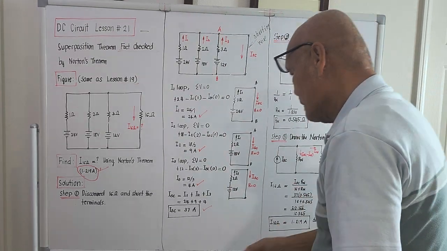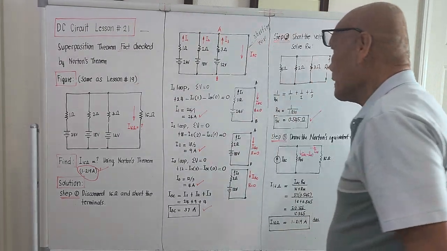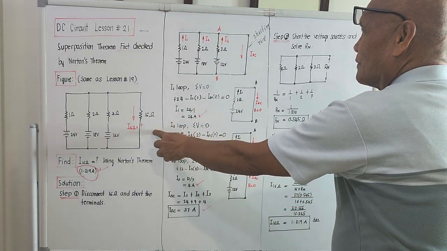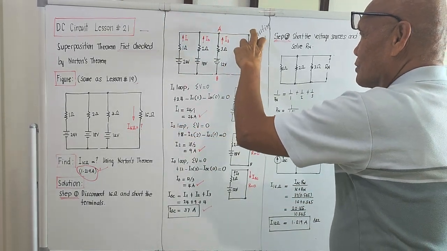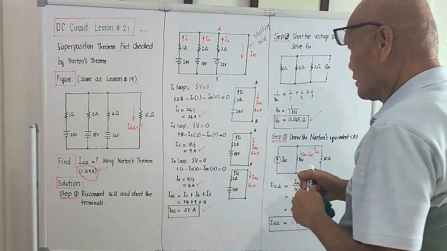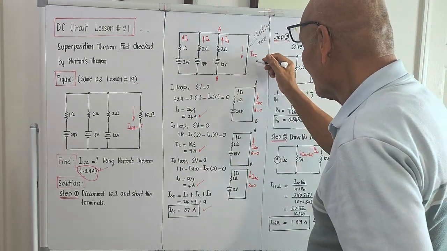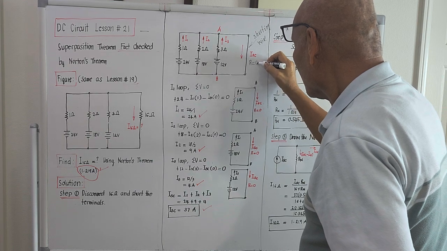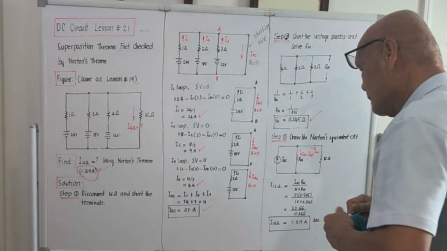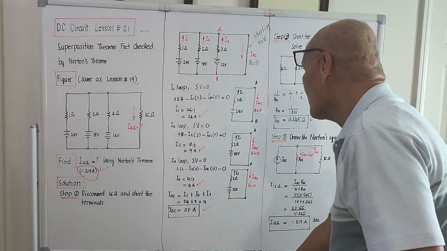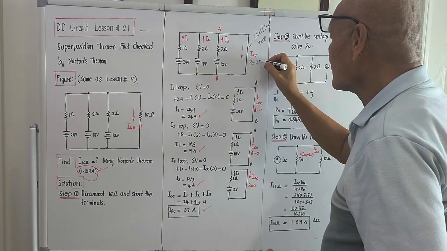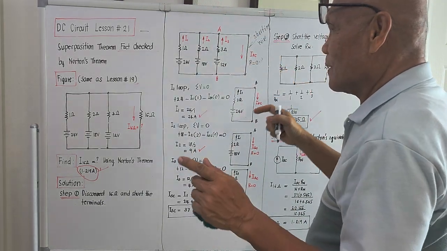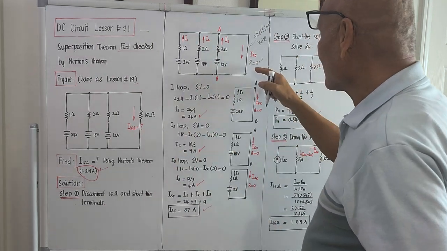Right? That's a shorting wire. So we remove the 16 ohm load, then we short the terminals. Short the terminals meaning the resistance of the shorting wire should be equal to 0. Okay, the resistance is equal to 0. This is the shorting wire. It's a perfect short, so the resistance will be equal to 0.